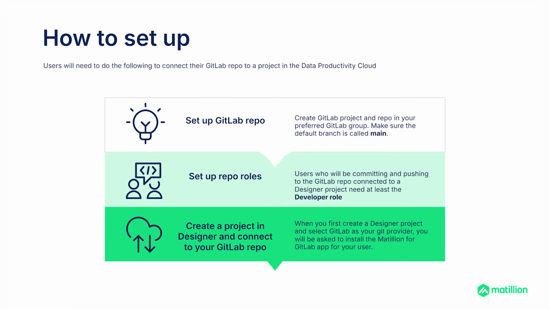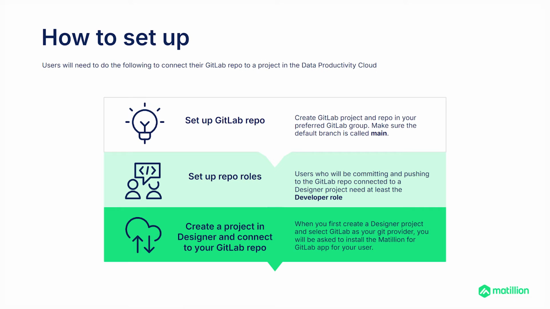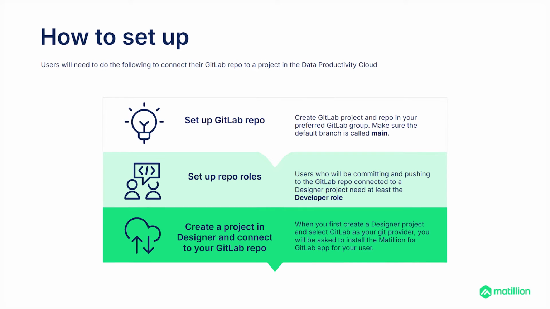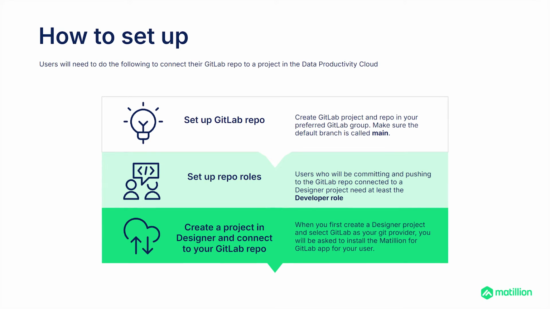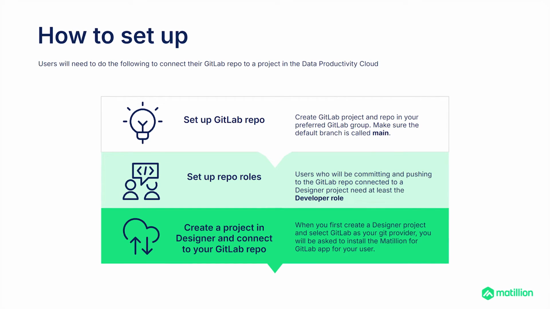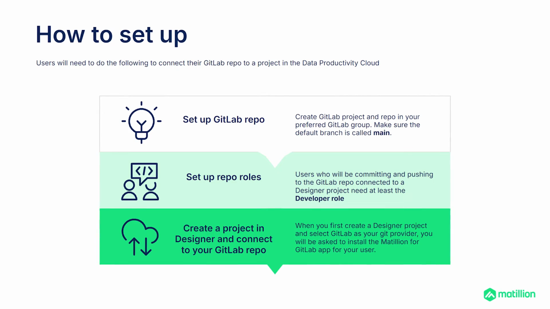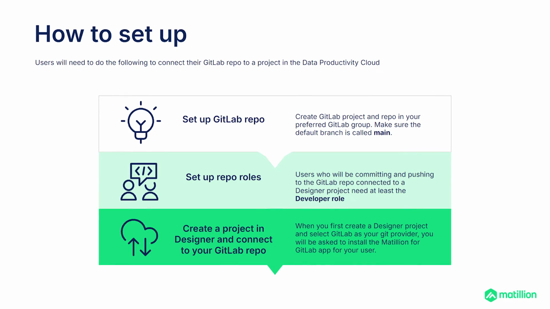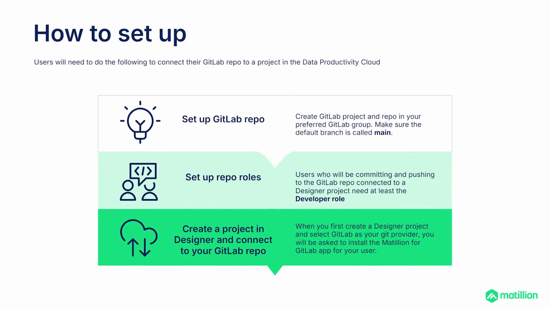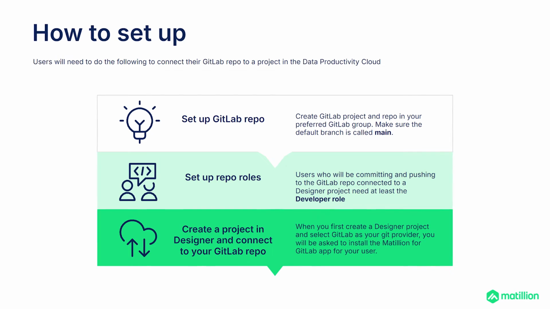Before we get onto the demo, here are some quick notes on the prerequisites. You will need a GitLab project and a repo set up, and you'll need to make sure that the default branch is called main. There are certain rules you need to set up correctly. Users who will be committing and pushing to the GitLab repo connected to a Designer project need at least the developer role. Lastly, you need to create a Designer project and select GitLab as your Git provider.